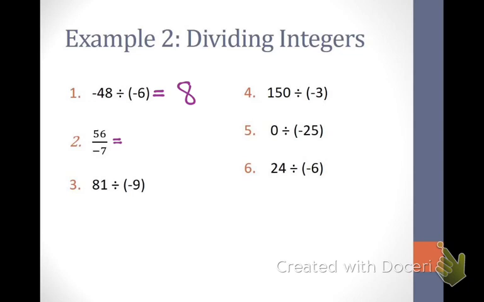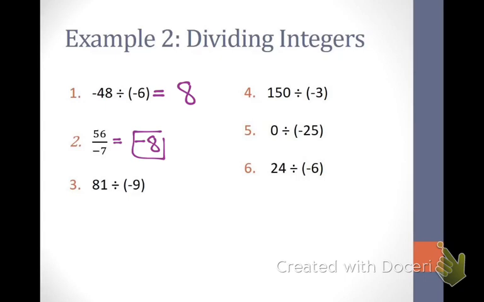All right, 56 divided by -7. It is 8, but is it positive or negative 8? It's negative 8 because it has 1 negative in the expression. Go ahead and finish numbers 3 through 6. I'm going to walk around and just take a peek at your work and see how everybody's doing.